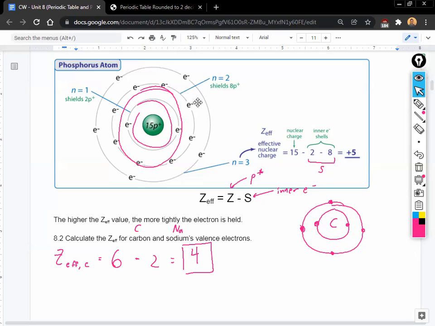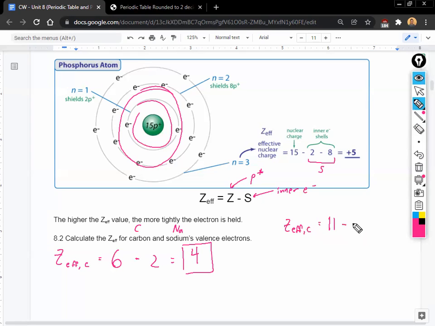Alrighty, guys. Let's find the ZF for sodium. What's the Z value for sodium? 11. Okay, we have 11. And then how many inner electrons does sodium have?